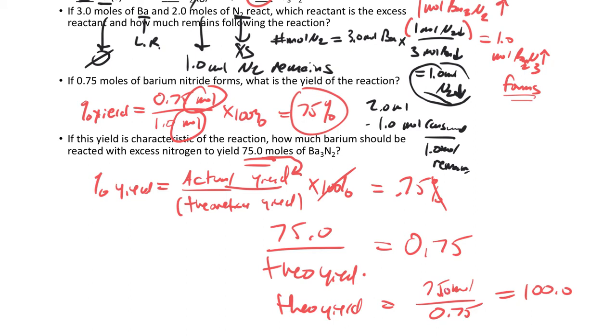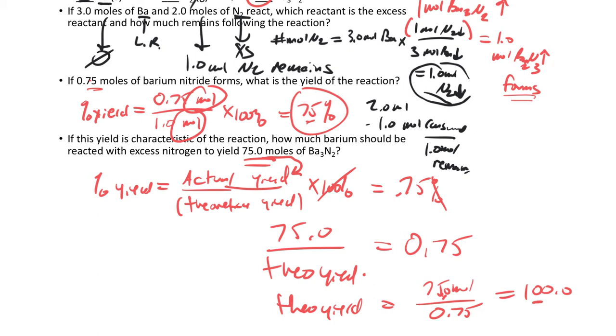To 2 sig figs, I guess, if we're tracking sig figs, because our yield was only good to 2 sig figs here, because we had 2 sig figs here. So we'll get 100 moles of what we're trying to shoot for to 2 significant figures.